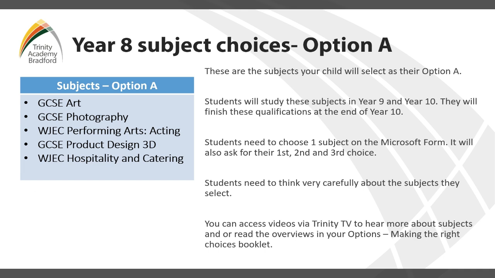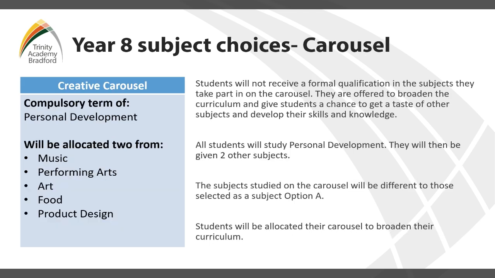Students need to choose their first subject that they would have preference over, but it will also ask for a second and third choice. Students need to think very carefully about the subjects that they are going to select, and parents and carers and students can access videos via Trinity TV to hear more about the subjects and read their overviews. Students will also be allocated 2 carousel subjects.